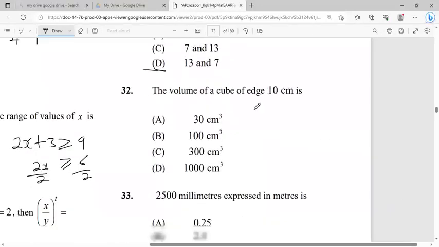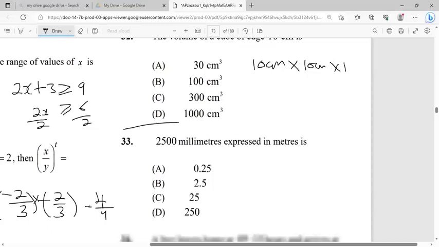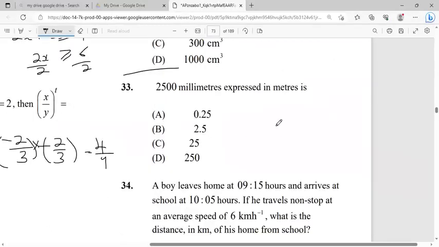All right, 32, the volume of a cube with sides of 10 centimeters. Now we know that it's going to be volume. So it's 10 times 10 times 10, which gives us 1,000. All right. 2,500 milliliters expressed in liters is, so we have 2,500. I'll just divide by 1,000. 1, 2, 3, because there are 3 decimal places, so we have 2.5.